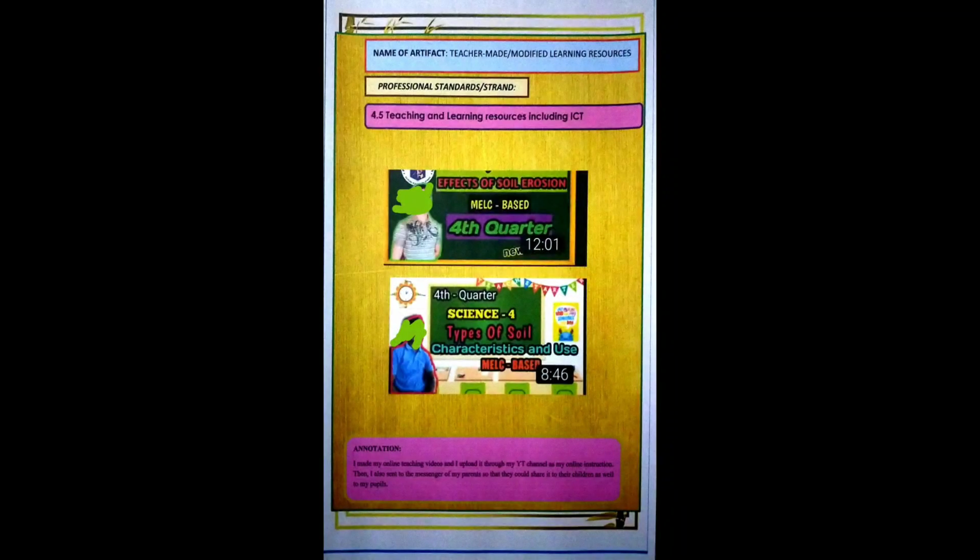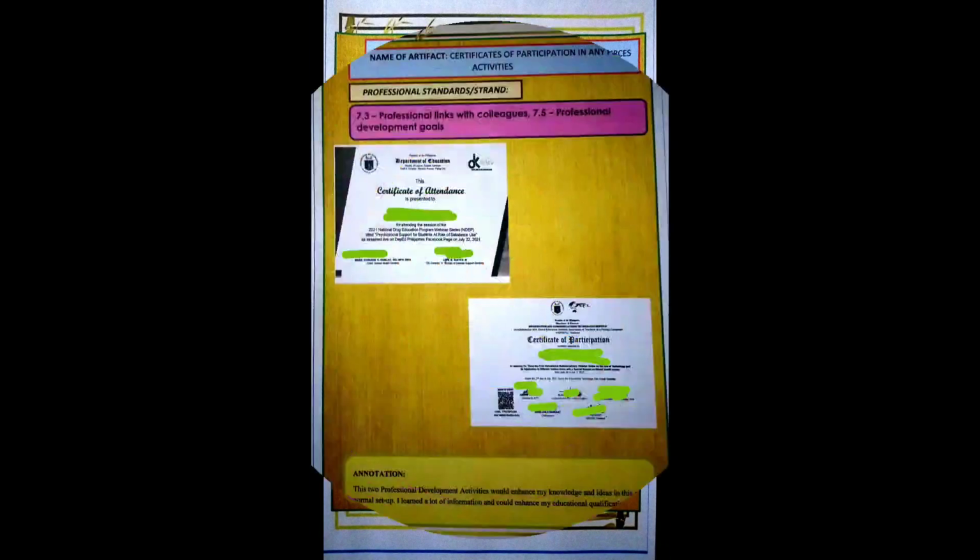Next artifact is all about teacher-made modified learning resources, which I made on my YouTube channel. So we have here teaching and learning resources including ICT. So I made a picture of my videos and pasted it on the coupon bond, and have an annotation about my videos.